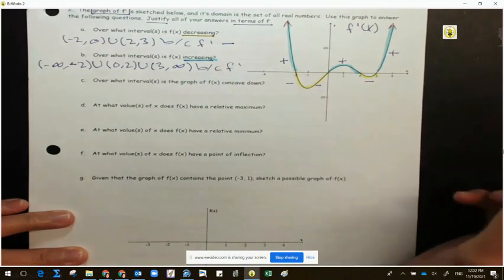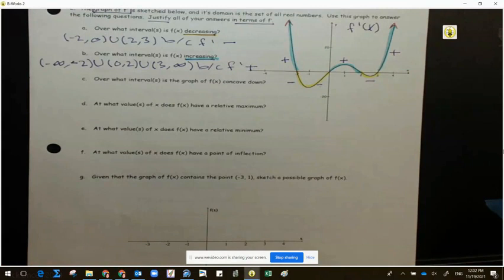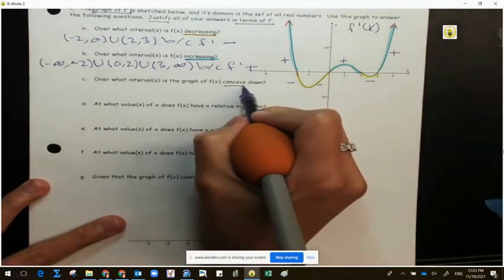Because f prime is what kind of sign? It is positive. Now let's look at the concavity. Part C. Kenzie, read part C for me, please. So it is concave down.